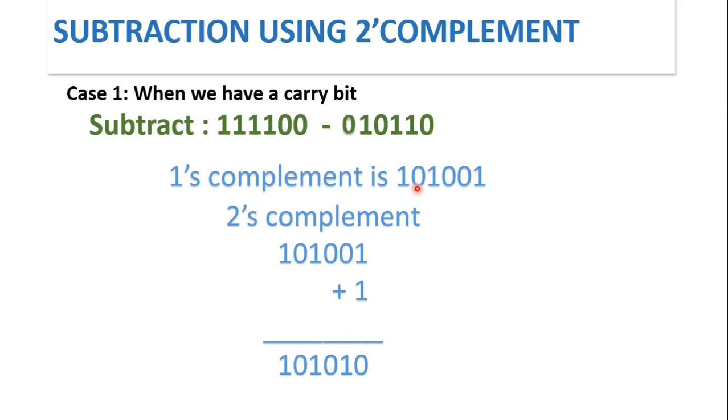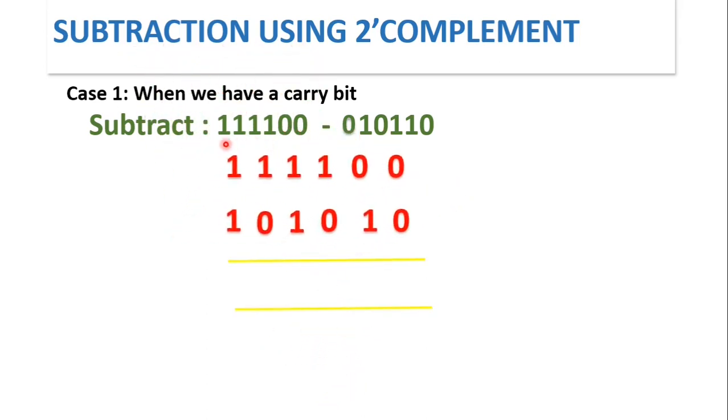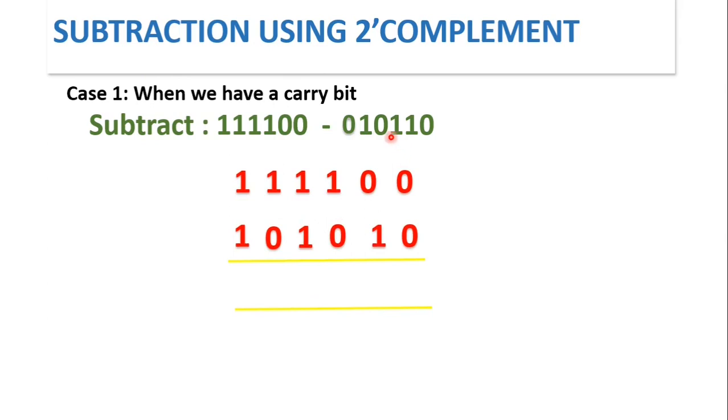So the ones complement of this number is this 0 with 1, this one with 0, this one with 0, this one would be replaced by 0 and this 0 would be replaced by 1. So the ones complement is 101 001. To calculate the 2's complement, we have to add a 1 to the least significant bit. So 1 plus 1 is 10 and the answer that you would get is 101 010. So we add this number and we add the 2's complement of this number.